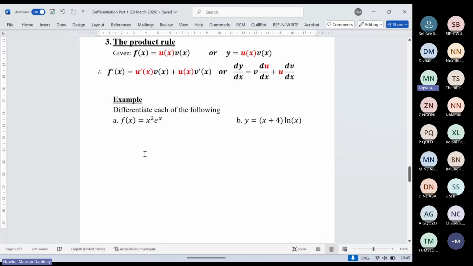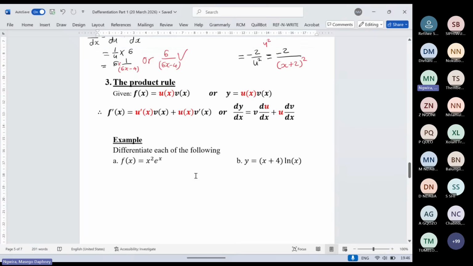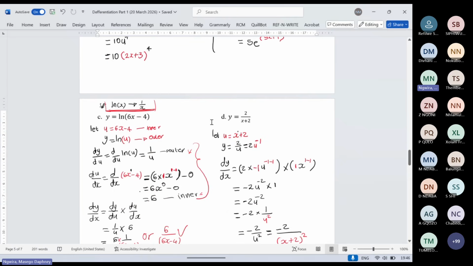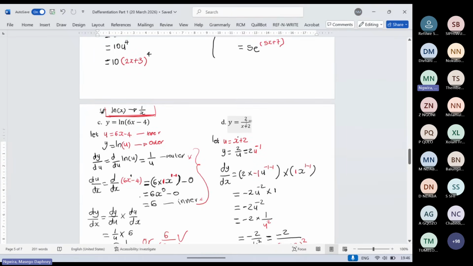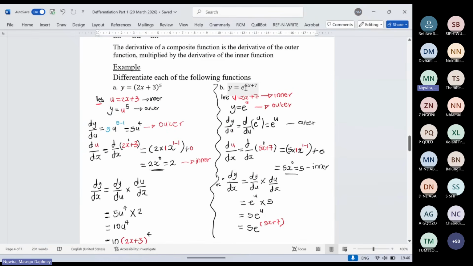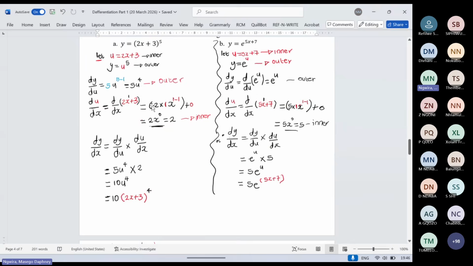The most important thing is you have to know the power rule. Power rule is your basic. You have to know how to differentiate. And then the chain rule, you have to know the chain rule. The chain rule is when you have a composite function, where you have two terms, like 6x minus 4 or x plus 2, to the power of an exponent. That's when you use the chain rule.